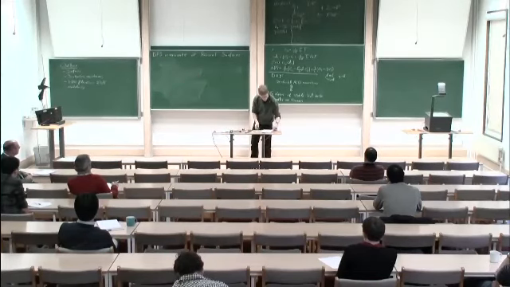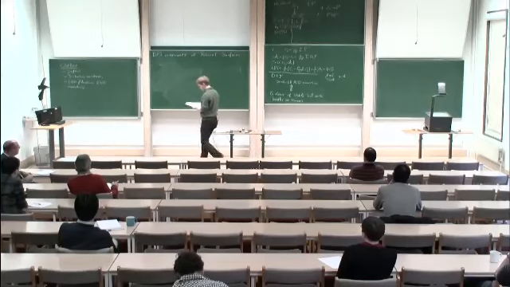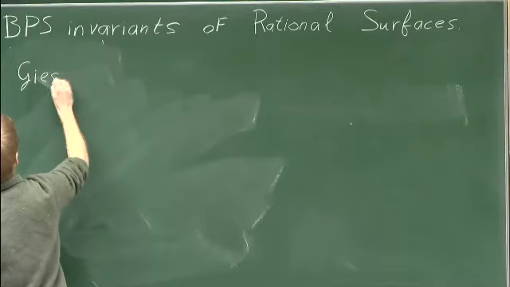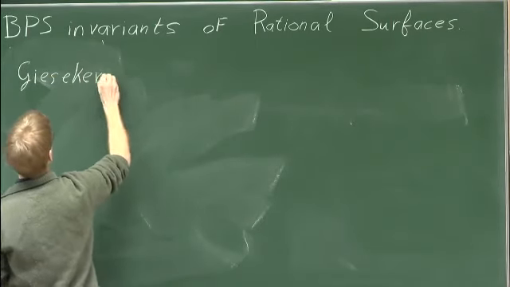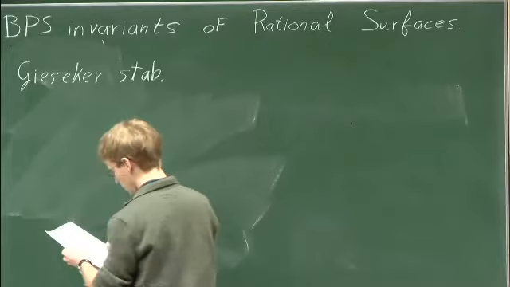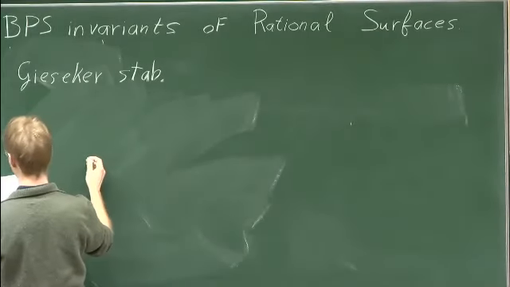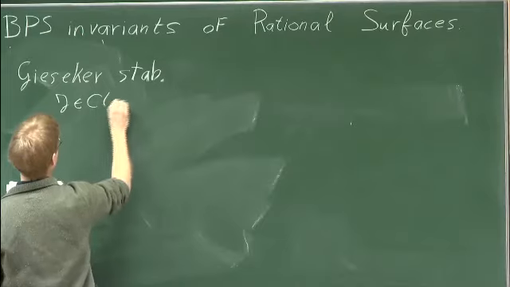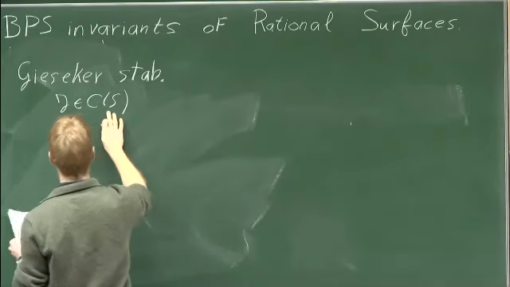Then the notion of stability. I will use so-called Gieseker stability. It is a refinement of mu stability. And this is defined in the following way. First one chooses a J in this ample cone C of S.